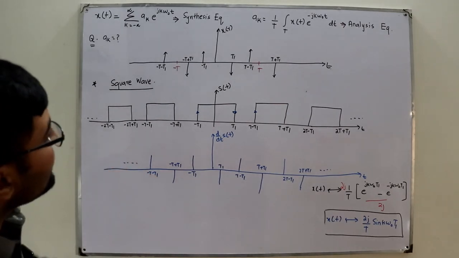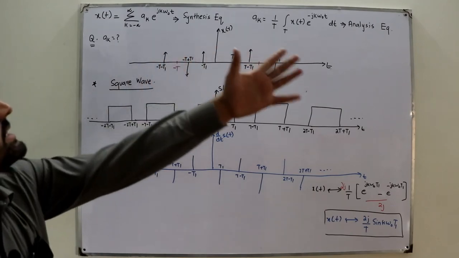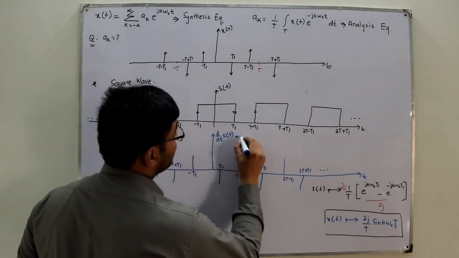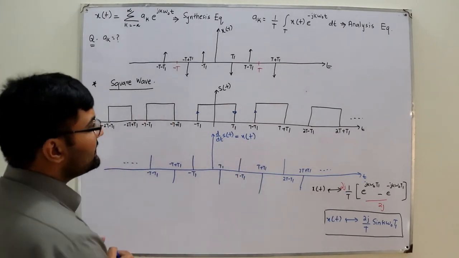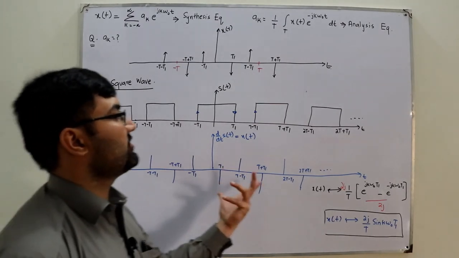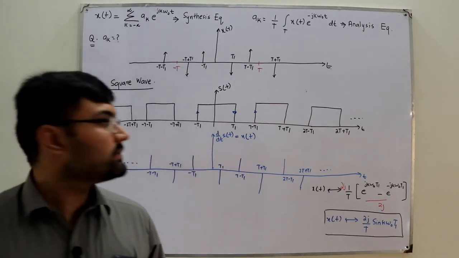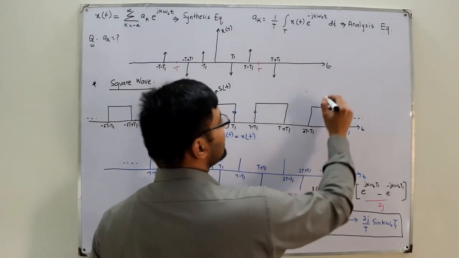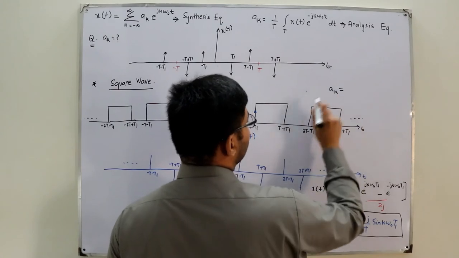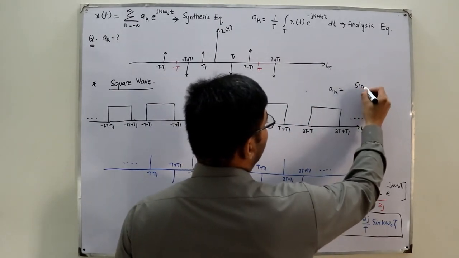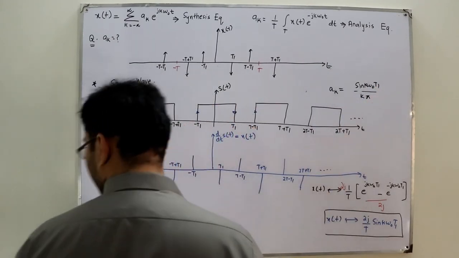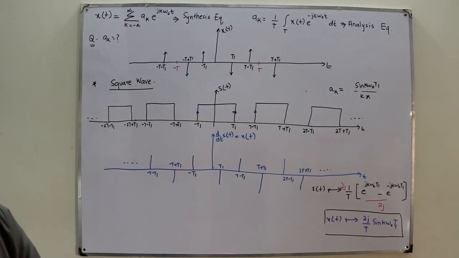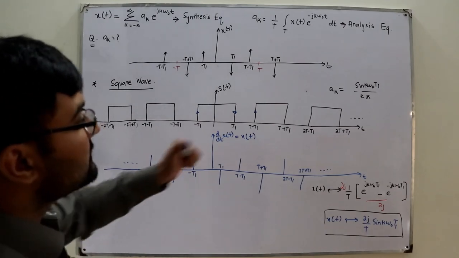So have a look. Isn't this the same signal that is given to me in the question? So this is equal to my own signal x of t. And I need the Fourier coefficient for this wave, right? What do we know? We know from the previous videos, we have already proved this, that the Fourier coefficients a_k for this particular square wave are sine of k omega naught T1 upon k pi. Yes, these were the Fourier coefficients.